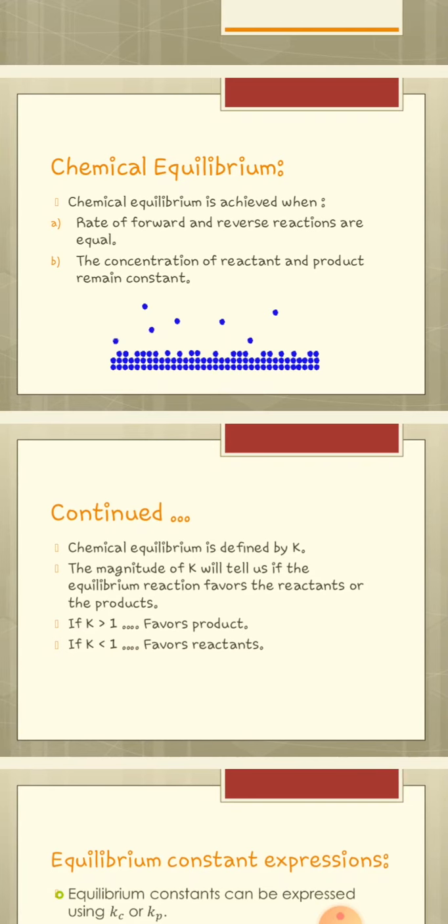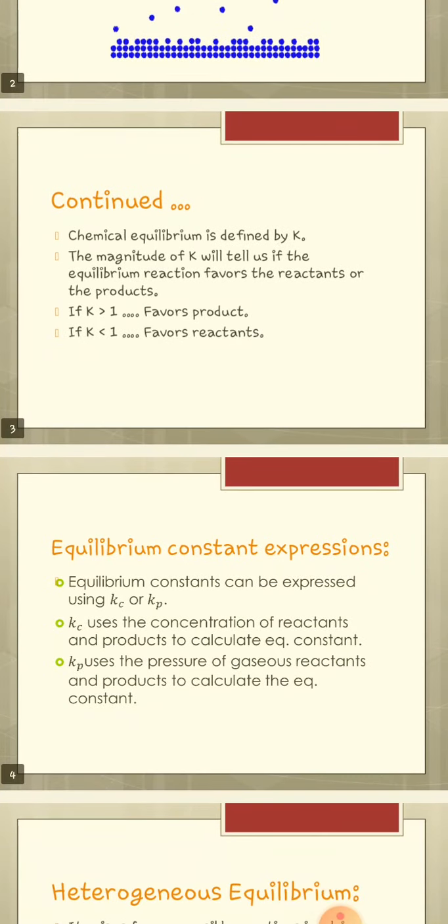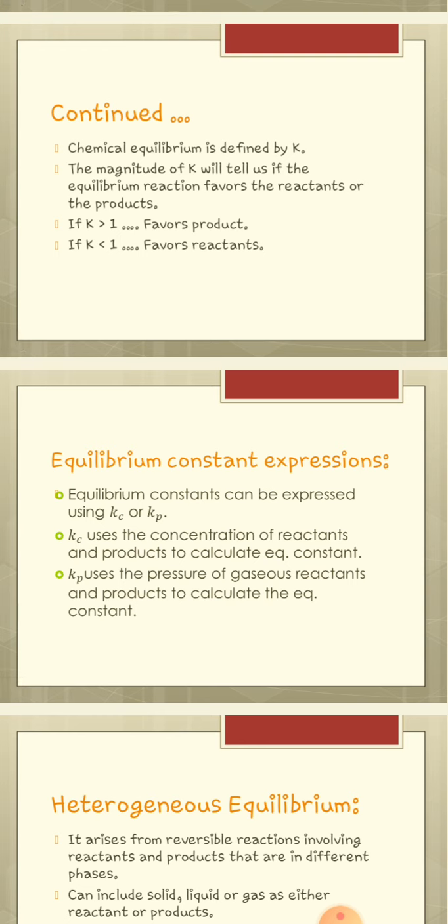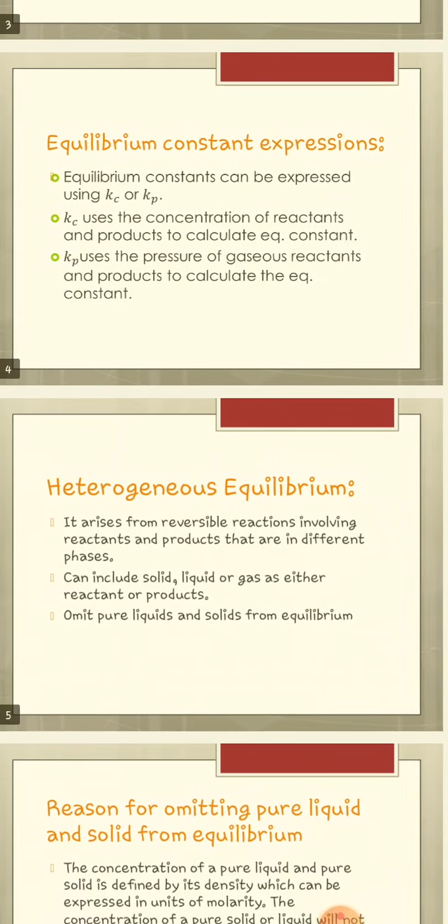The magnitude of K will tell us if the equilibrium reaction favors the reactants or the products. If K, that is the equilibrium constant, is greater than 1, then the reaction favors the products, and if K is less than 1, then it favors the formation of reactants. Now coming towards the equilibrium constant expression, equilibrium constants can be expressed using Kc or Kp. Now what is Kc? Kc uses the concentrations of reactants and products to calculate the equilibrium constant. And what is Kp? Kp uses the pressures of gaseous reactants and products to calculate the equilibrium constant.